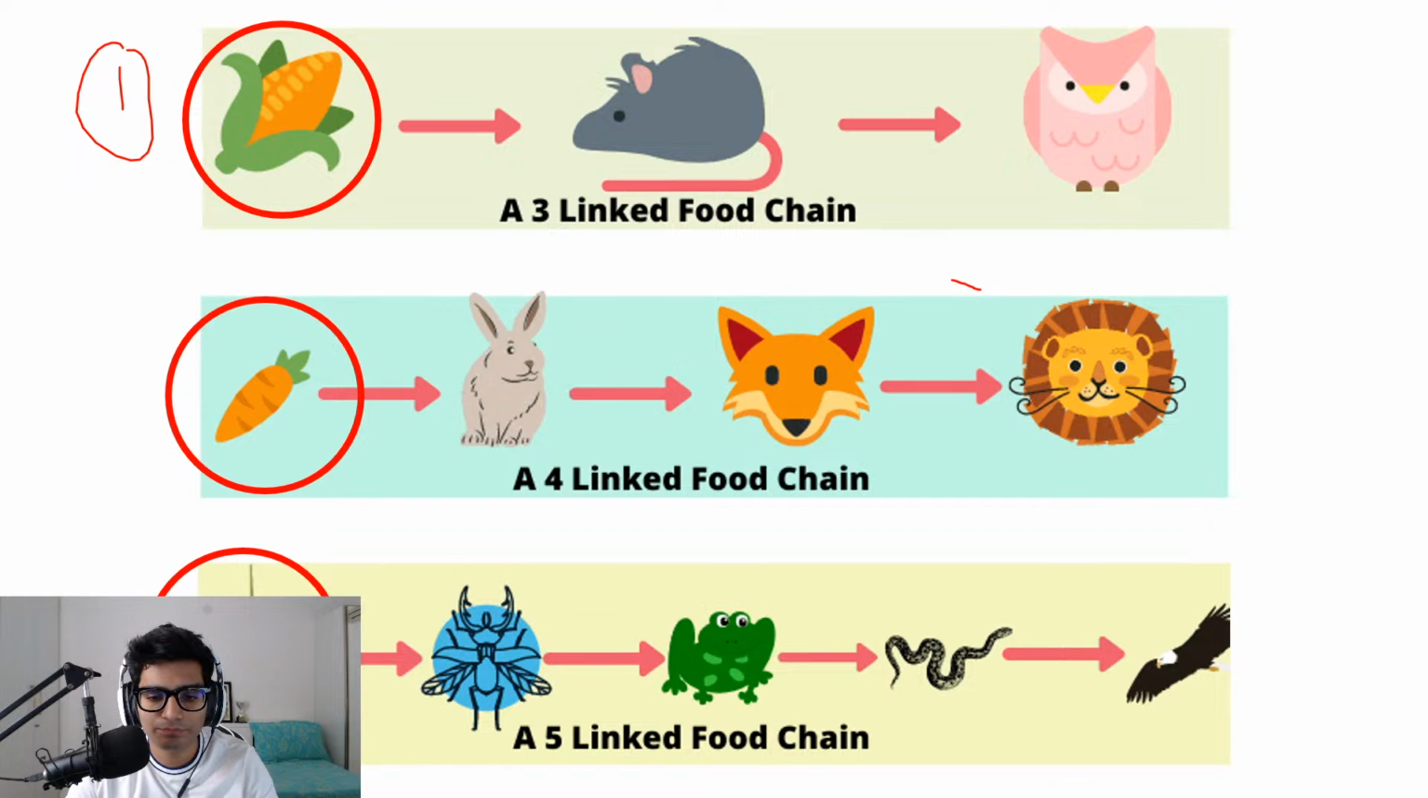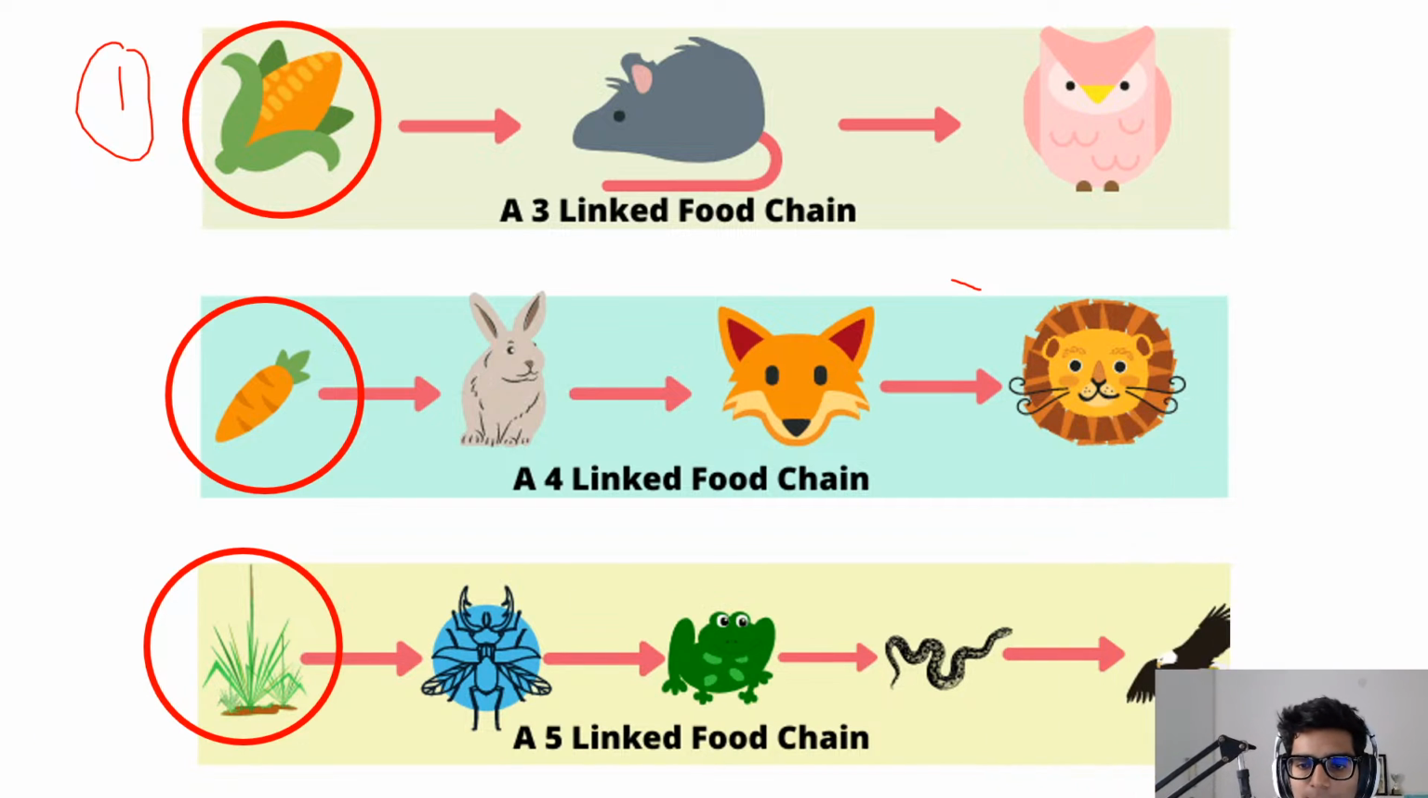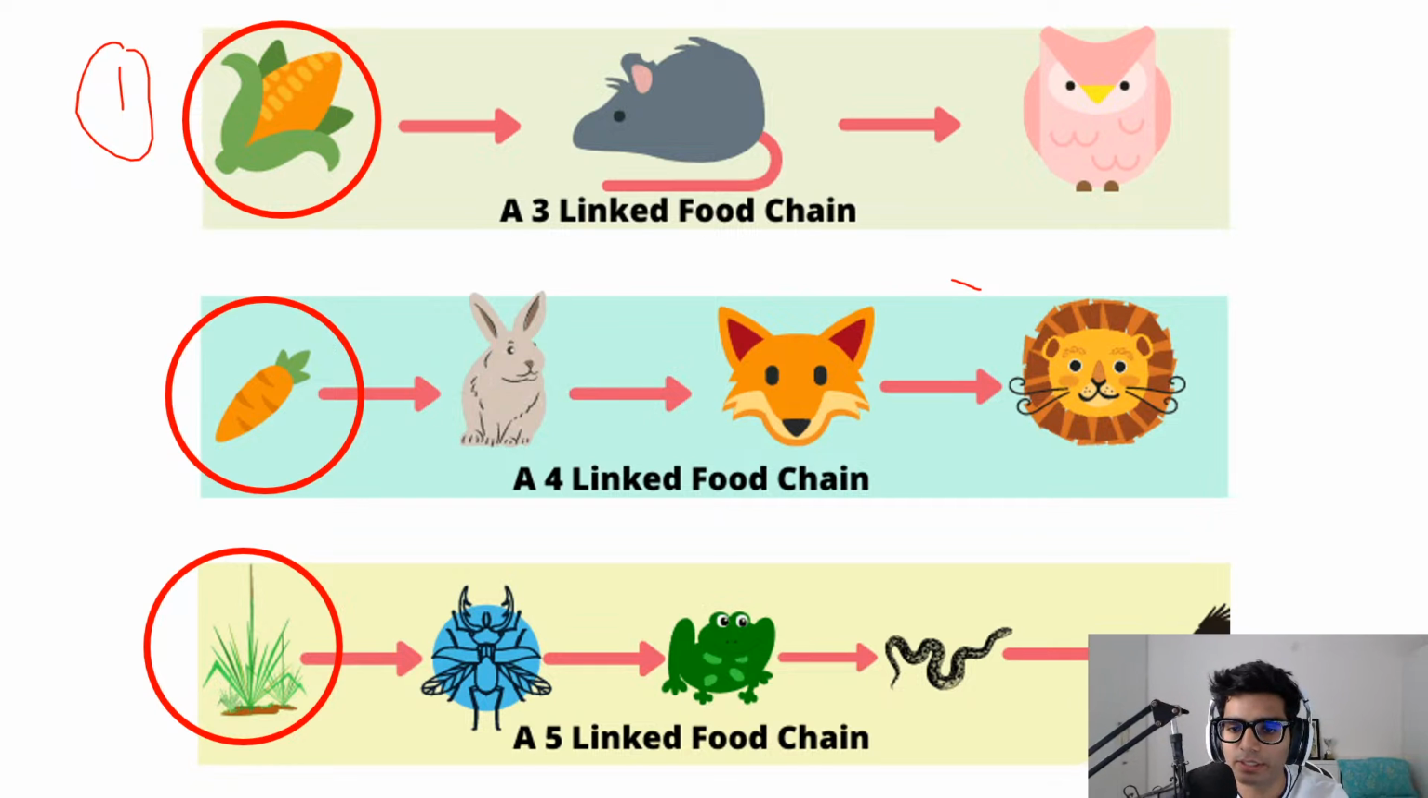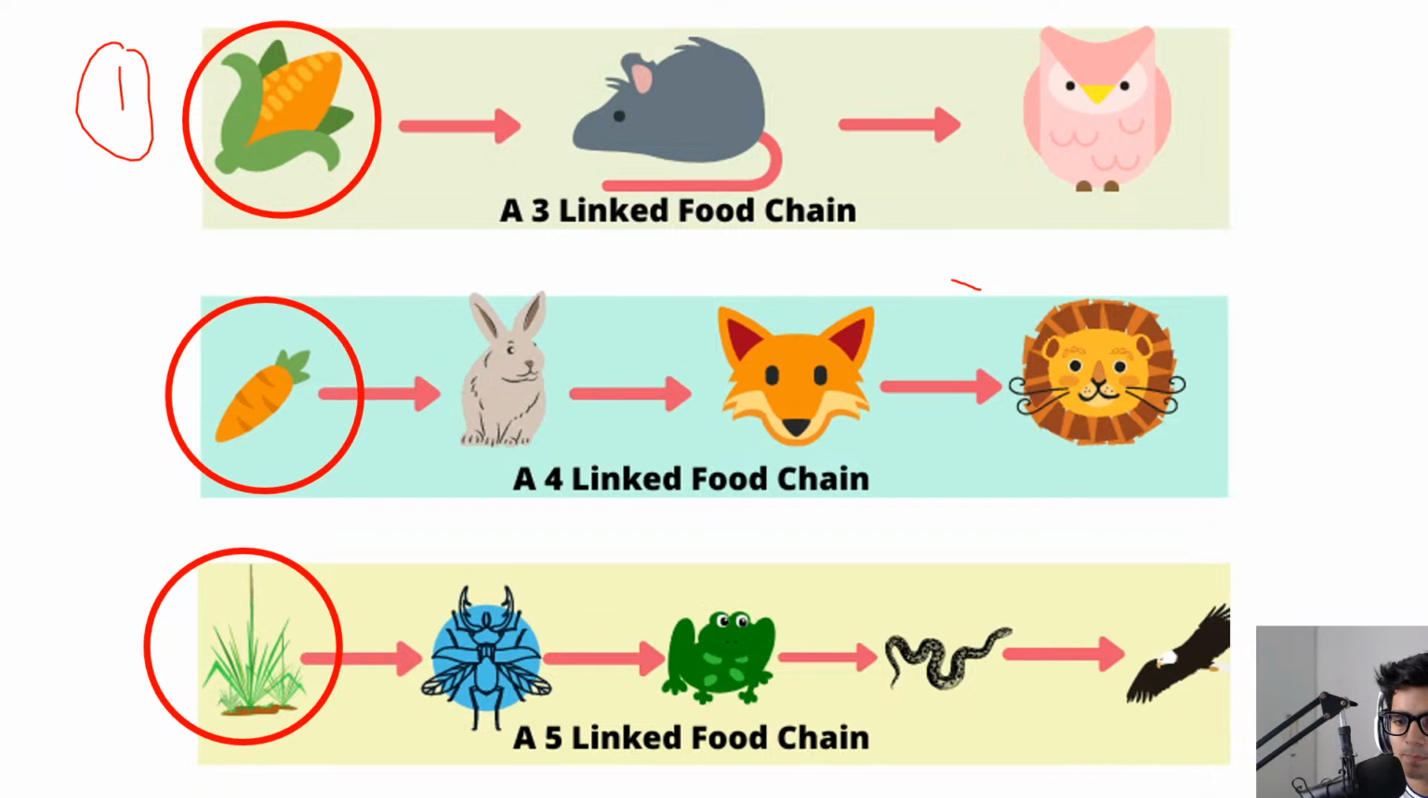Okay, wait. Yeah, I see that. I think अब थोड़ा सा clearly दिखेगा तुम्हें. I think I'll just have to, इसके लिए एक second के लिए I'm just turning off the camera. Yeah. Okay. So first a 3-linked food chain. We have talked about this. Corn पहले rat खाएगा, rat को खाने के बाद owl खाएगा, right?